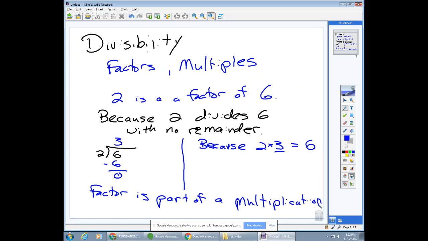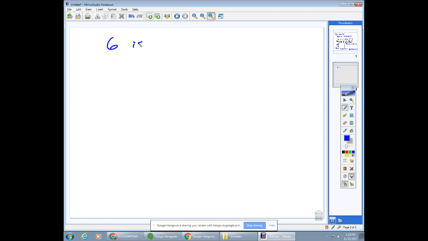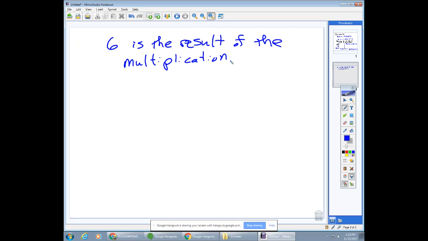So 2 is what I'm focusing on here. 6 happens to be involved. If I focus on 6 instead, 6 is the result of the multiplication. So it's on the other end of the multiplication, so it's called a multiple. So we can say 6 is a multiple of 2, right? It's one of many multiples of 2.